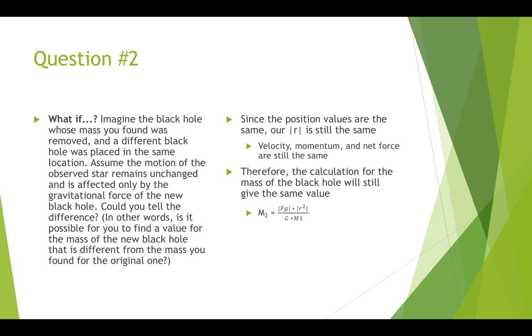Since the position values are the same, the magnitude of the position vector is still the same, meaning that the velocity would still be the same, which would cause the momentum to be the same and the net force to be the same. So when we'd go to input the values in our rearranged universal law of gravitation equation, we would still get the same value for the mass of the black hole.